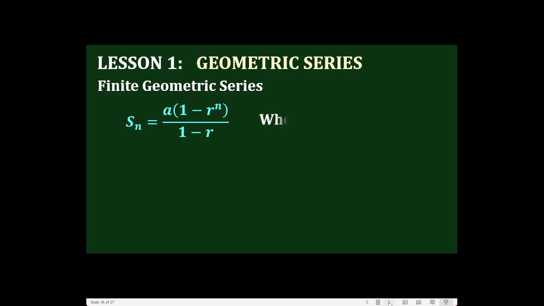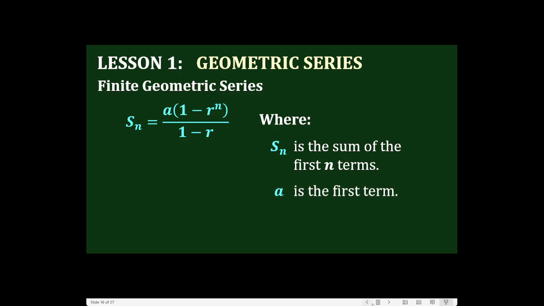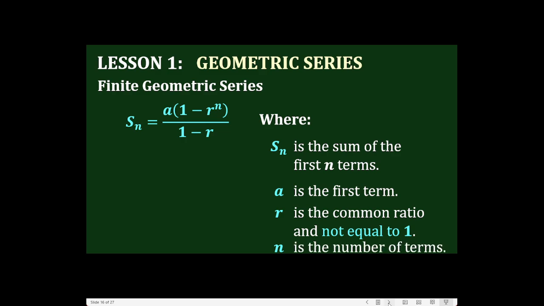So from this equation, we know that S sub n is the sum of the first n terms. A without subscript 1 is actually the same as a sub 1, which is still our first term. r is the common ratio, which is not equal to 1. And n is the number of terms. Now, suppose r is 1, what happens to the equation?